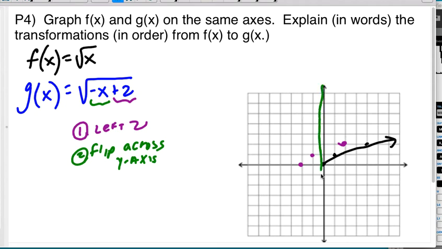So there's my mirror in green, right? And in blue, I'll put my final graph. So if I'm 2 units to the left of the mirror, I'm going to land 2 units to the right. If I'm 1 unit to the left, it lands 1 unit to the right. And if it's 2 units to the right, it lands 2 units to the left. And there should be my square root graph.